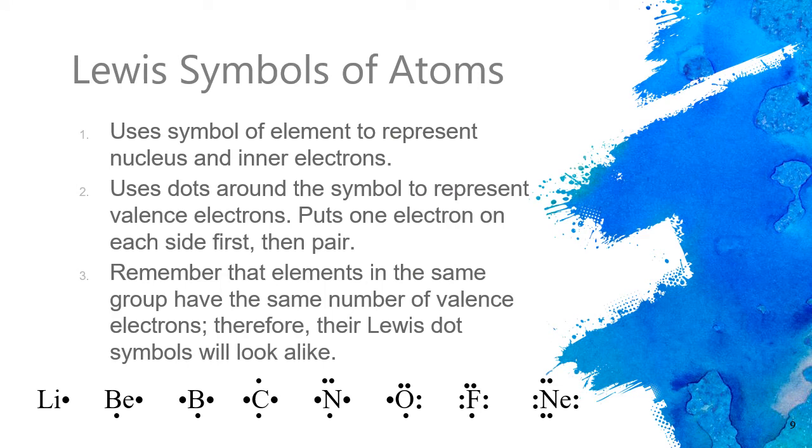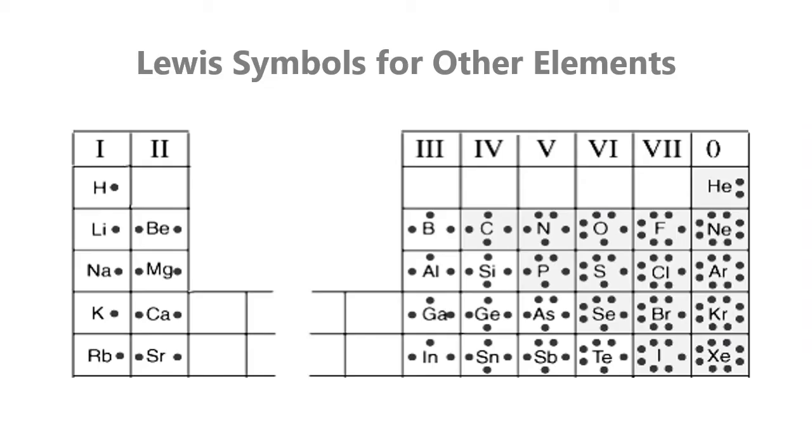Basically, the Lewis symbol is used to represent the nucleus and inner electrons. The dots, or sometimes crosses, are arranged around the atomic symbol. The elements in the same group in the periodic table have the same number of dots or valence electrons. You can see some of the examples here. The same number of dots for each group of elements.